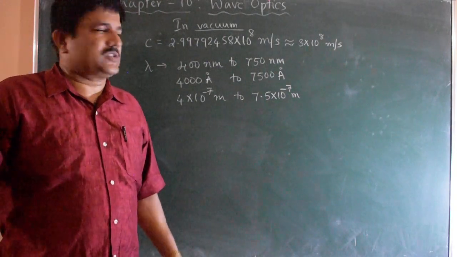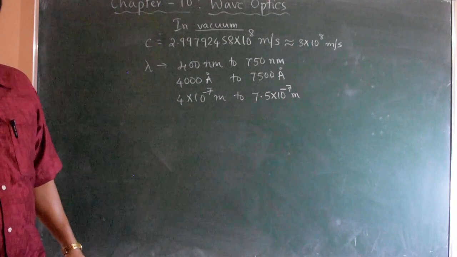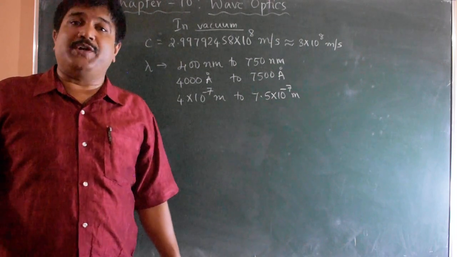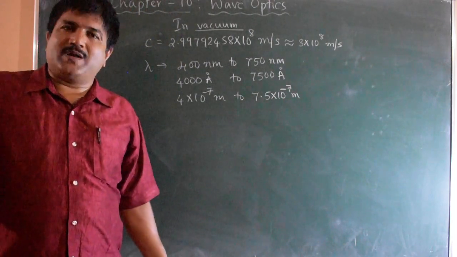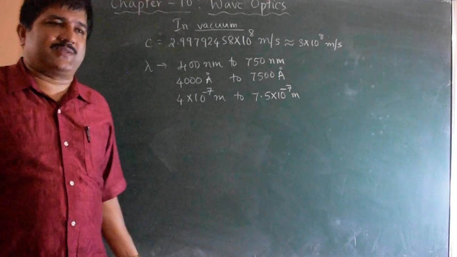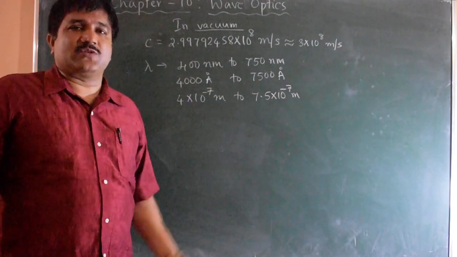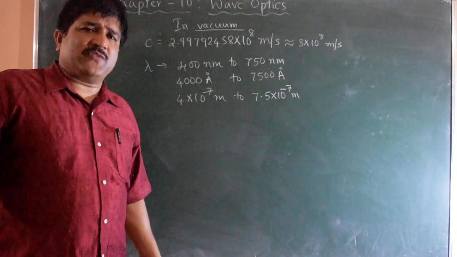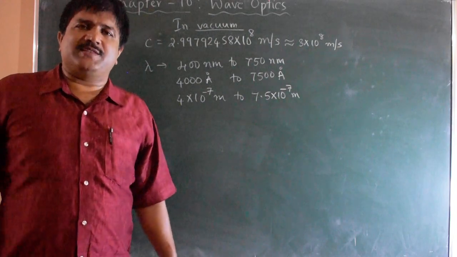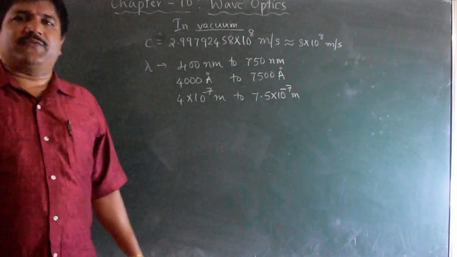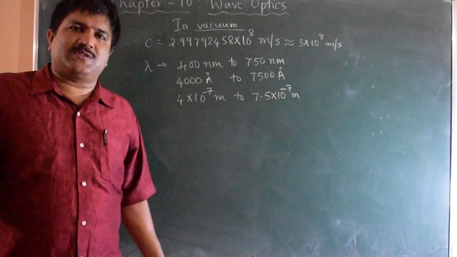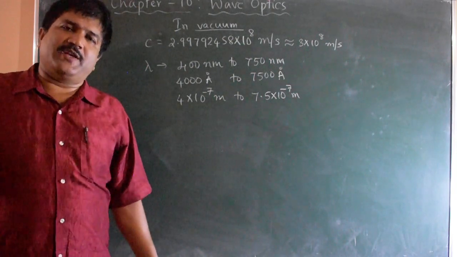In air it is slightly slower, but approximately 3 into 10 power 8 meter per second we can take, and in glass it will be approximately 2 into 10 power 8 meter per second. In water it is 2.25 into 10 power 8 meter per second. So the speed of light and wavelength change, but whenever light travels from one medium to another during refraction, the frequency remains the same. Frequency is unaltered during refraction. Once light is emitted by the source, the same frequency light travels in various media.